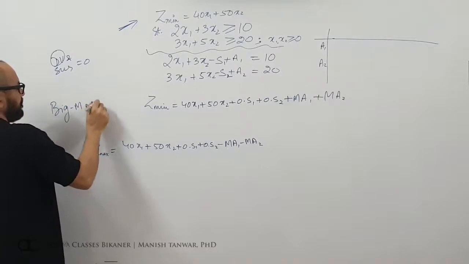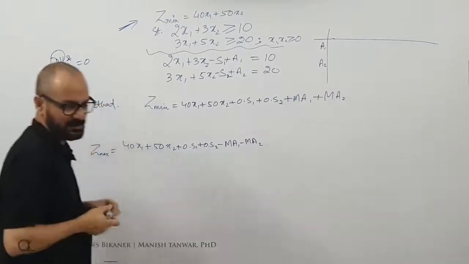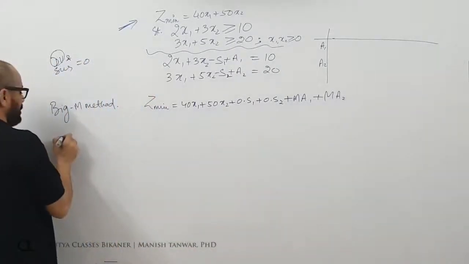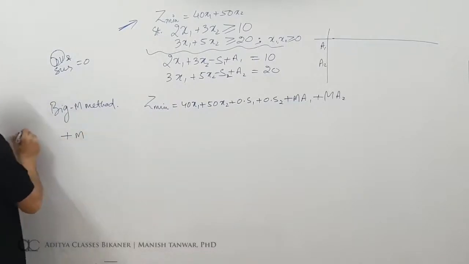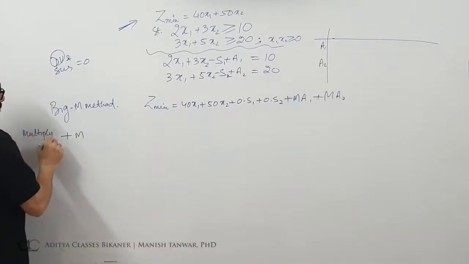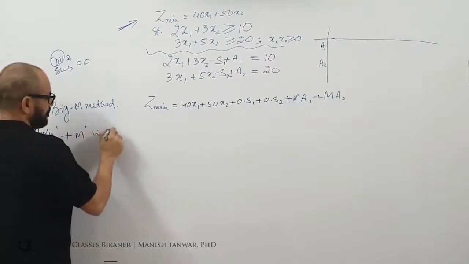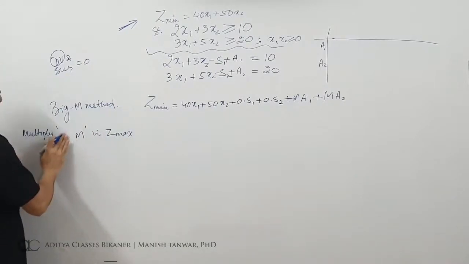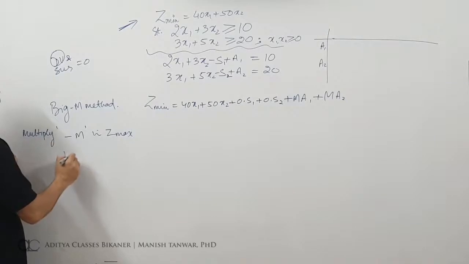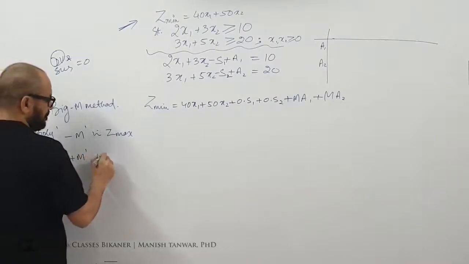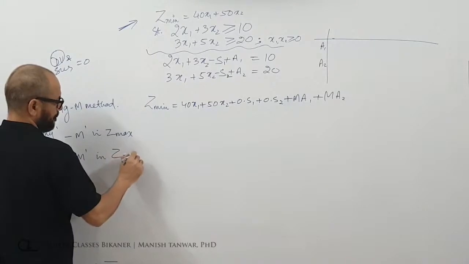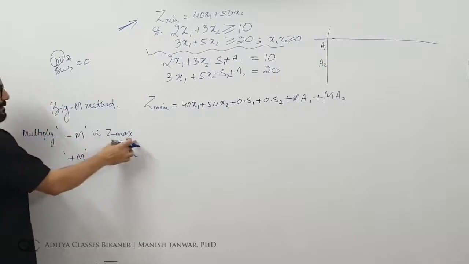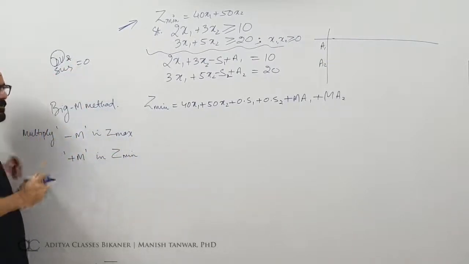Big M method. To summarize, what is this big M method? This big M method is to multiply minus m in Z max and plus m in Z min. Minimization wants a smaller value, so I am giving a huge value. In maximization I want a huge value, so I am giving a very negative value.